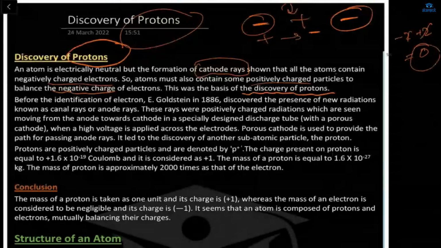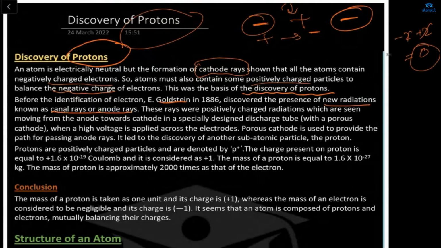Before the identification of electron, Goldstein in 1886 discovered the presence of a new radiation known as canal ray or anode ray. See, another name of proton is canal ray or anode ray. In your exams, they might ask you, what is canal ray? So don't get confused. It is only proton.